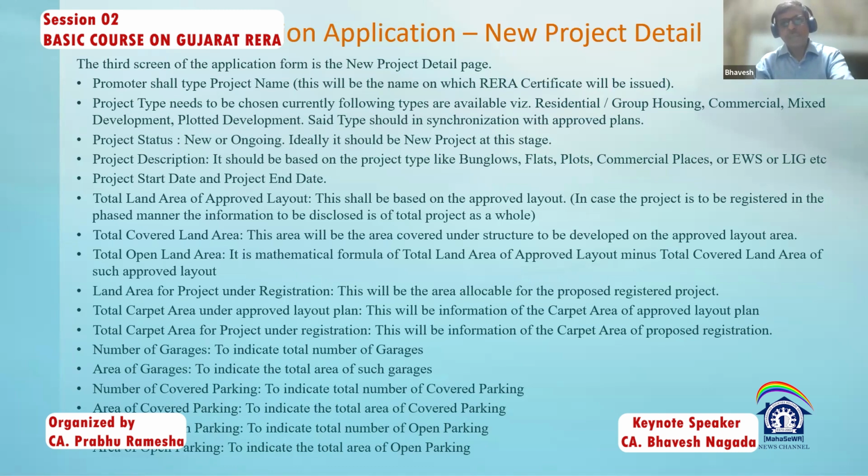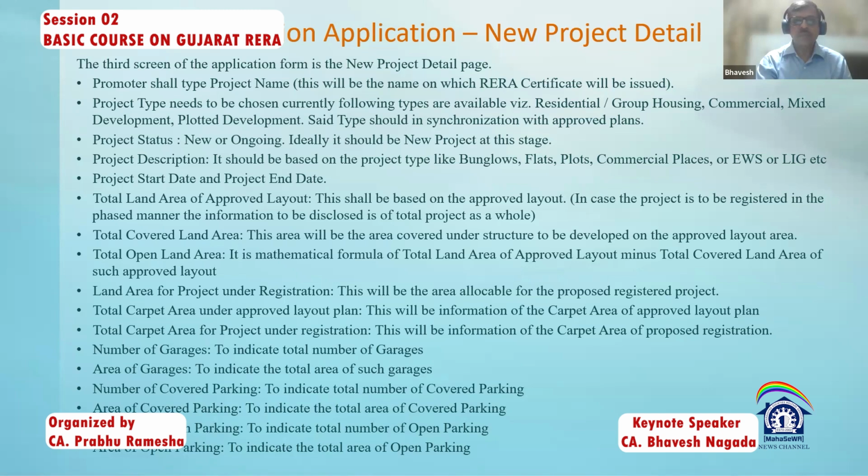Now, again, the carpet area: the land area of the project under registration, then the total carpet area under the approved layout plan. Total carpet area means, there are 5 buildings, and let's say each building has 10,000 square feet of carpet area which is going to be constructed. So 50,000 square feet is the total carpet area which is going to get constructed for the approved layout. Now, what is the carpet area of that registration? If you are registering one building, then 10,000 square feet will be the carpet area which is going to get registered. Now, again, number of garages. This number of garages talks about the garages which you are going to get registered, and not of the approved layout.